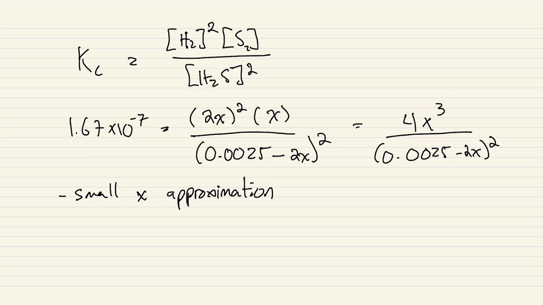And when we do that, how does this simplify the term in the denominator? How does this simplify that?